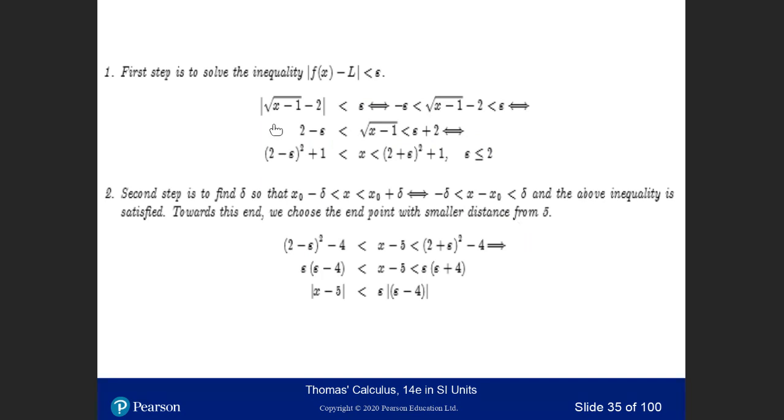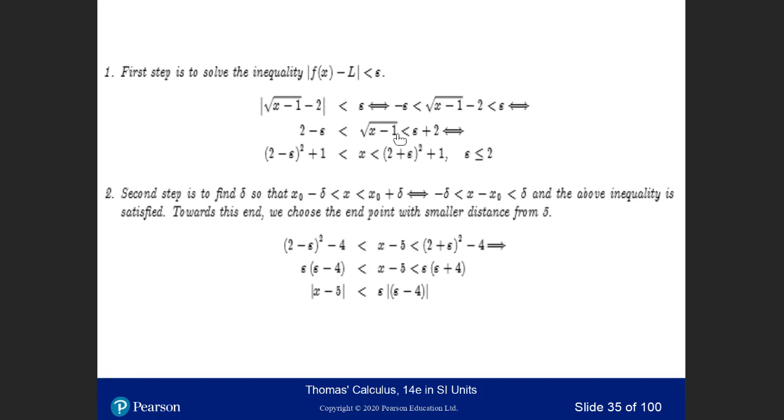Now, let's write f of x minus L, that's square root of x minus 1 minus 2, because 2 is the limit, L. Now, this inequality is equivalent to this inequality. Minus epsilon is less than square root of x minus 1 minus 2, which is less than epsilon. Now I can add 2 to each side, so I have this inequality. The same as this one and same as this one. I mean, from here I can go backwards, or looking forward, go to this.